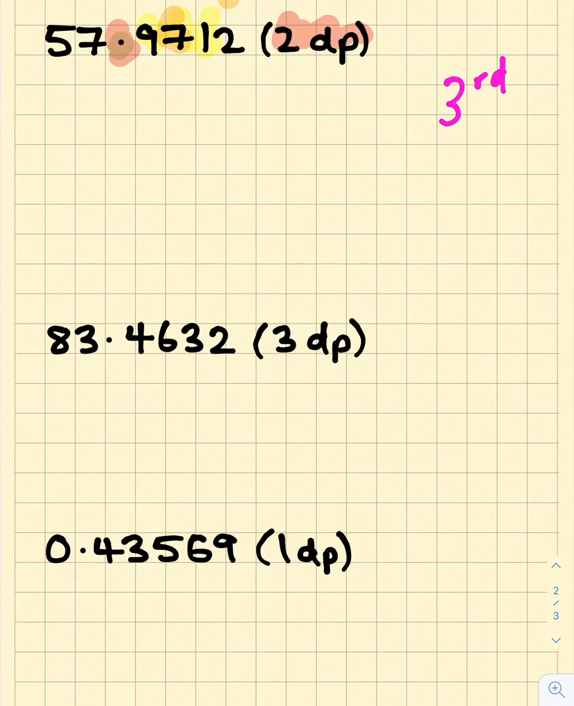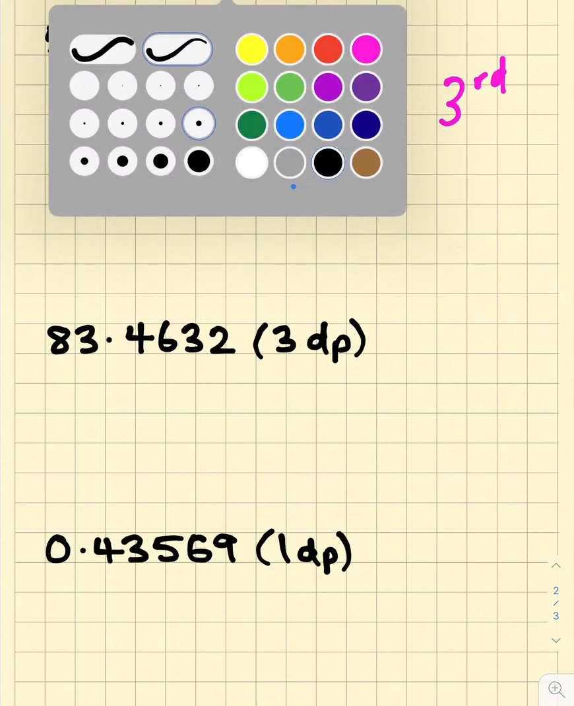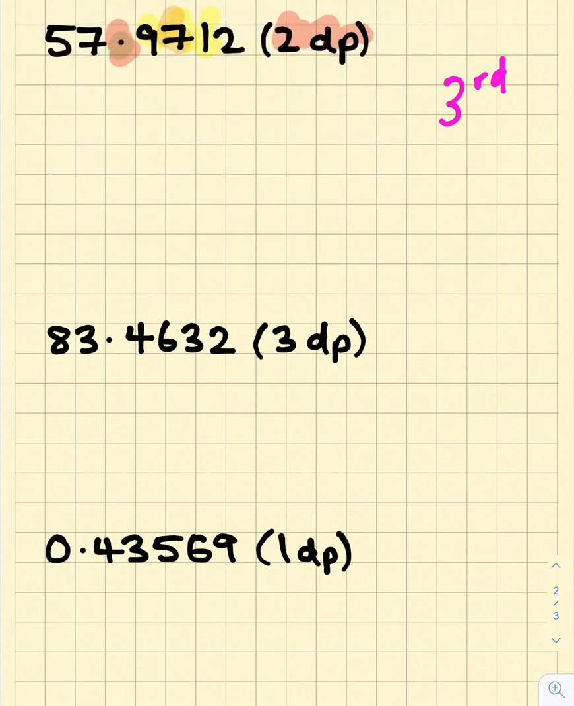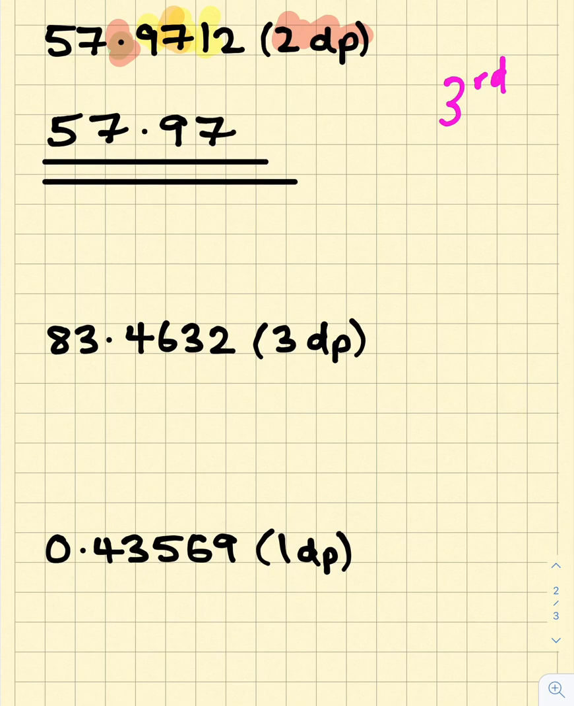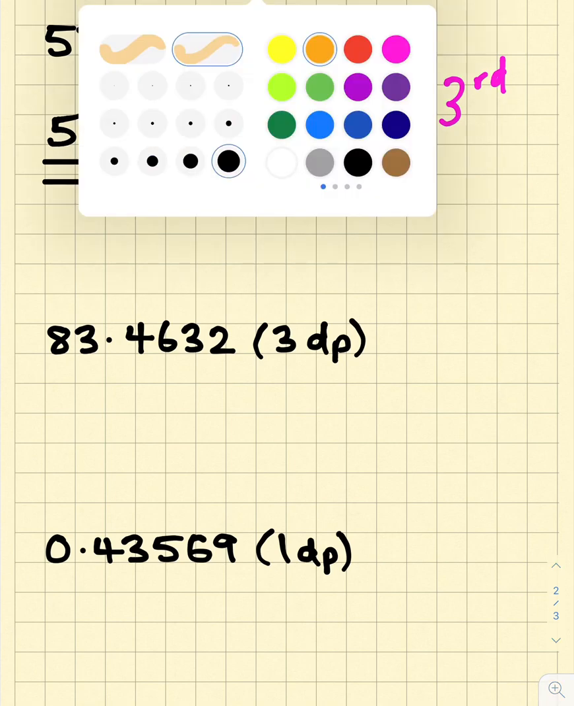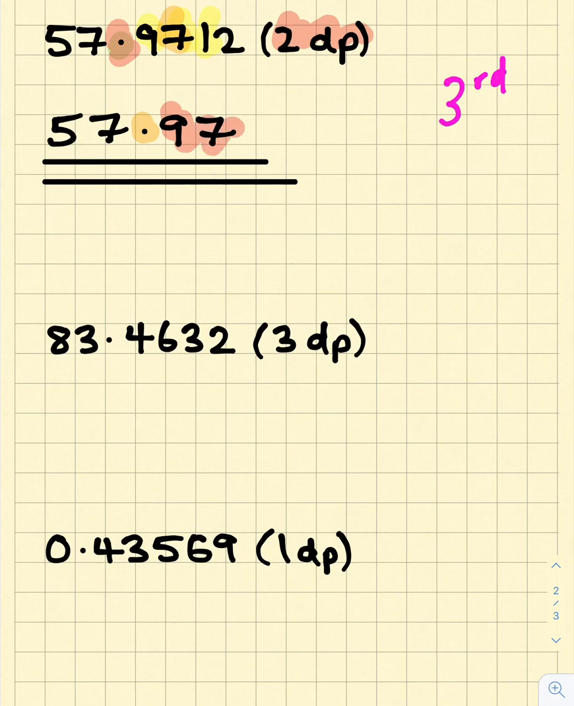So if we take our black pen here, we round this down, we get 57.97, yeah. Okay, and we can double underline our answer. How do we know we've rounded to 2 decimal places? Well, after our decimal point, we have 2 digits, okay? We have 2 decimal places. Let's move on to the next example now.